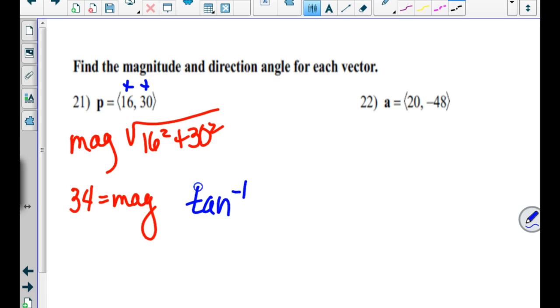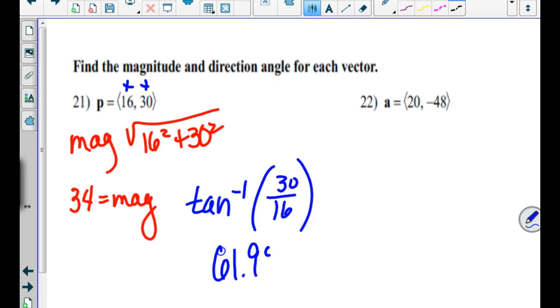So if we do inverse tangent of y over x, what mode am I in? Yeah, degrees. It hasn't asked us to find this in radians, so we usually find angles in degrees. I have 61.9 degrees. Is that okay? I'm in quadrant 1, right? So I don't have to do anything crazy to it.